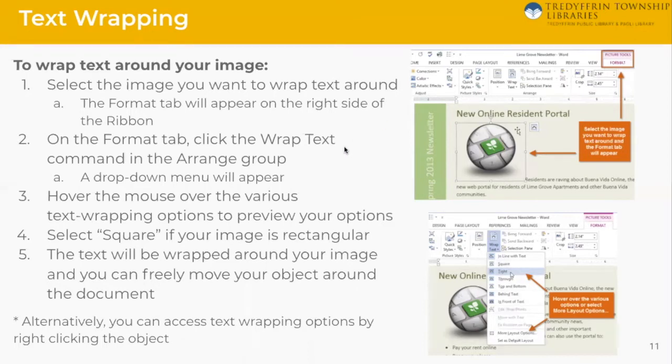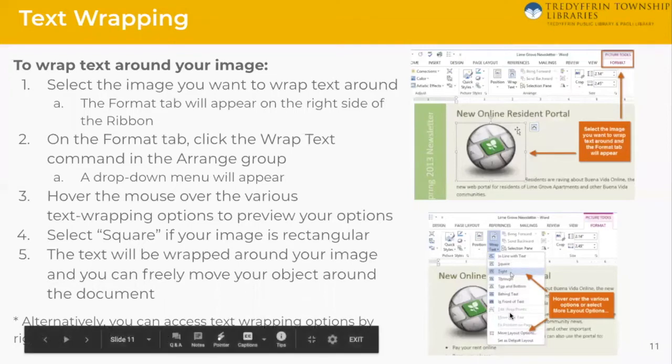On the Format tab, you're going to click the Wrap Text command in the Arrange group. And it'll be here. It might be a little bit different like I mentioned in the beginning. This is based off of 2013 Word. When we play around with Word after the session, I'm working with the newest version for Mac. So it's going to be organized a little bit differently, but the commands are still there. So you'll always have that wrap text button. But when you click that wrap text button, a drop down menu will appear and you'll see all of the text wrapping options that I listed previously.